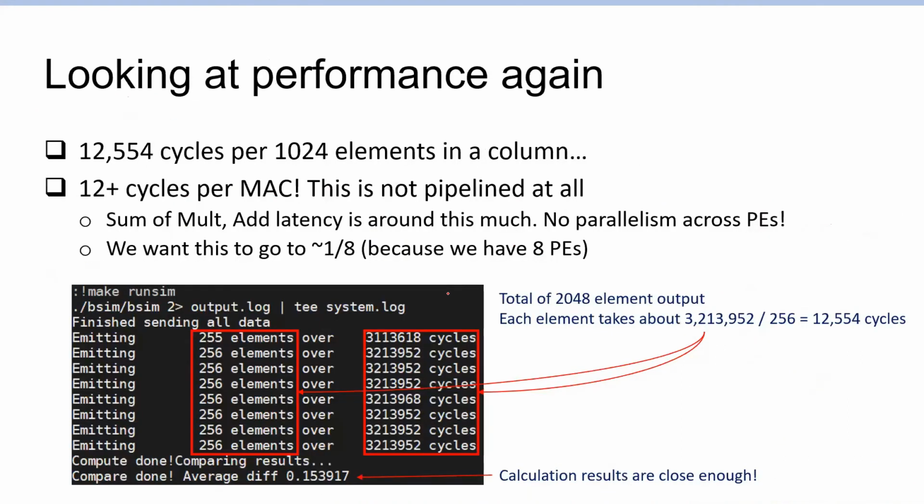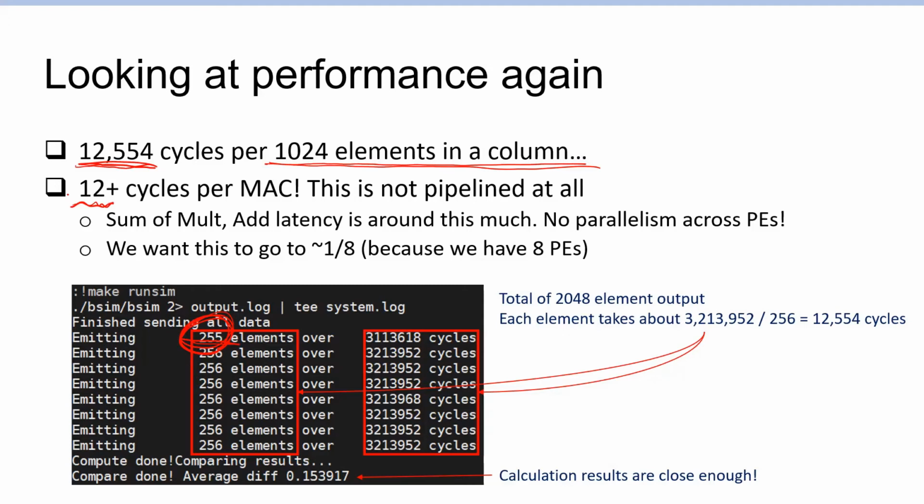So with this knowledge in mind, let's look at the performance again. Remember that we were taking about 12,000 cycles per 1,024 elements in a column. So each one of these 255 elements is an element that needs to be written to the resulting matrix, which means each of these elements represents 1,024 multiply accumulate operations, because that's the input dimensions. So 12,000 cycles per 1,024 elements in a column represents about 12 plus cycles per multiply accumulate operation.